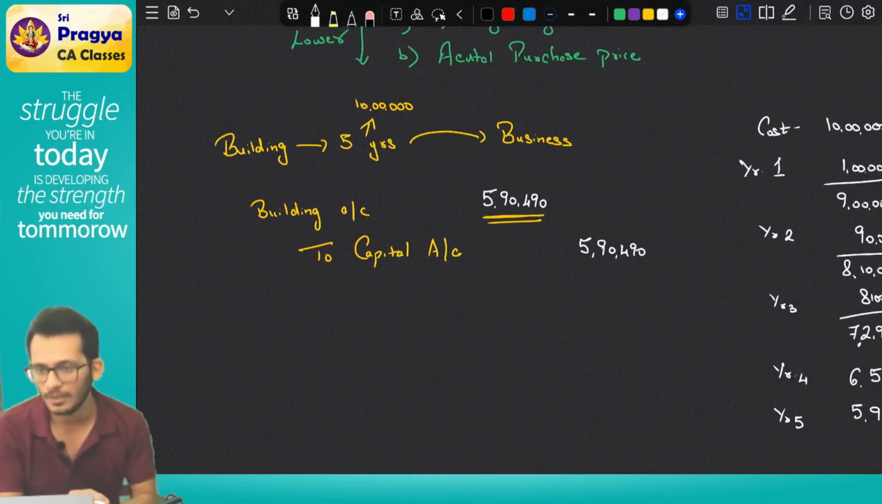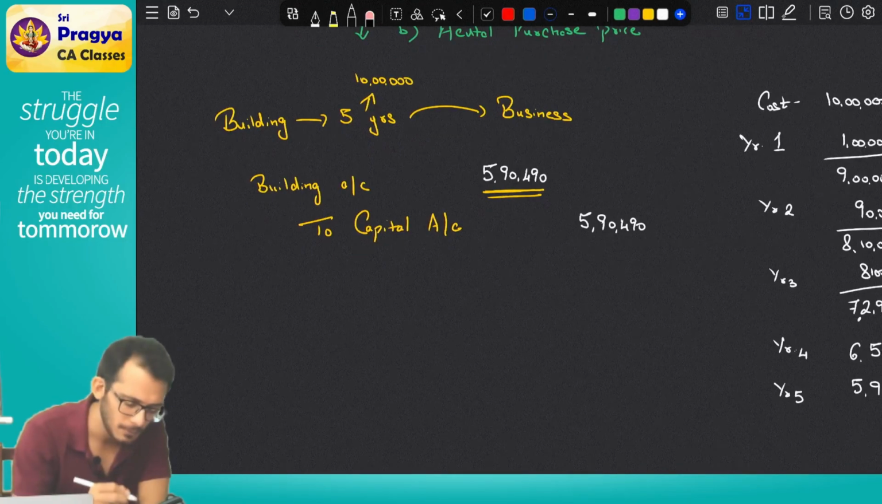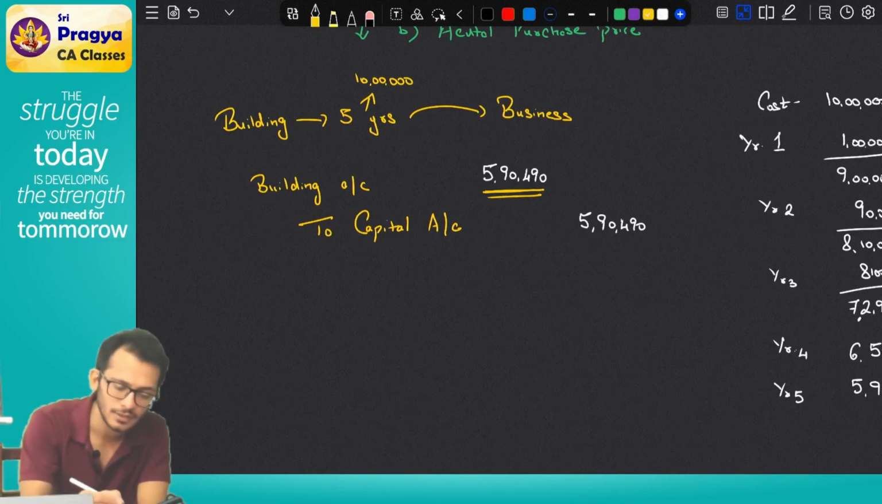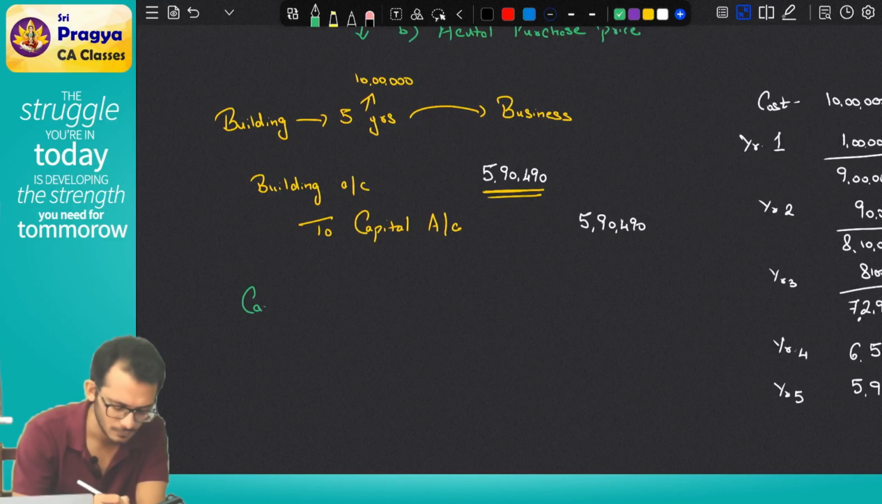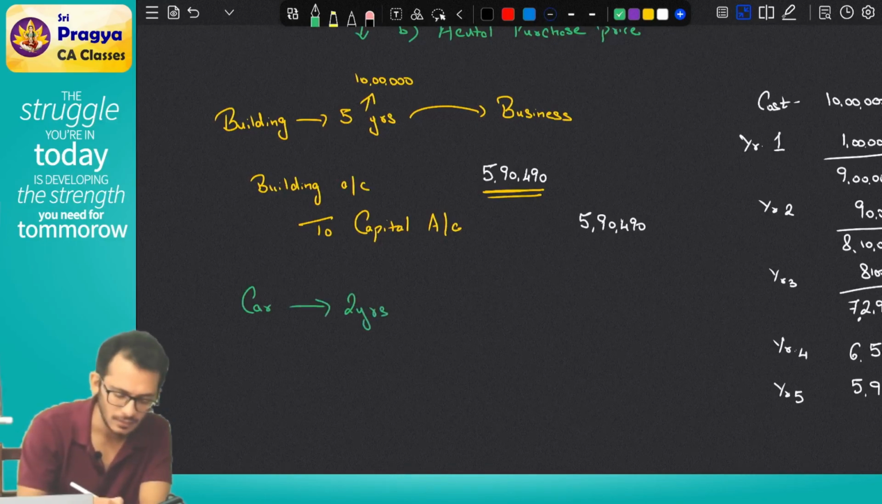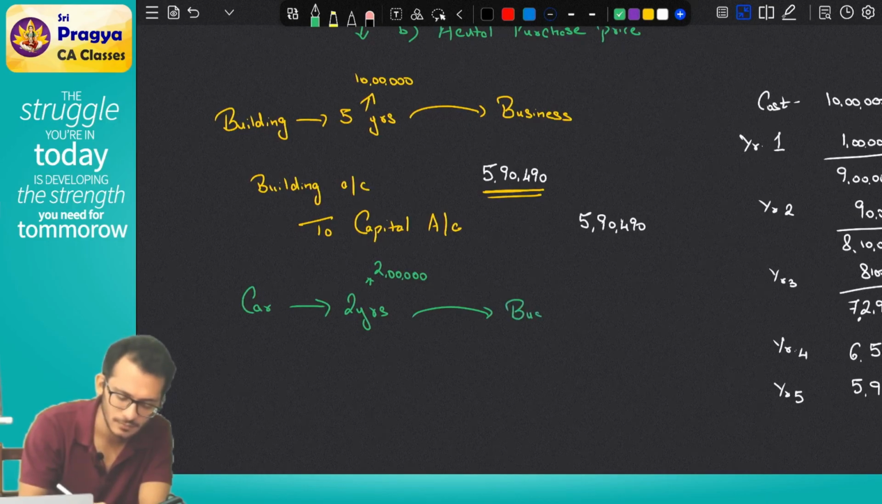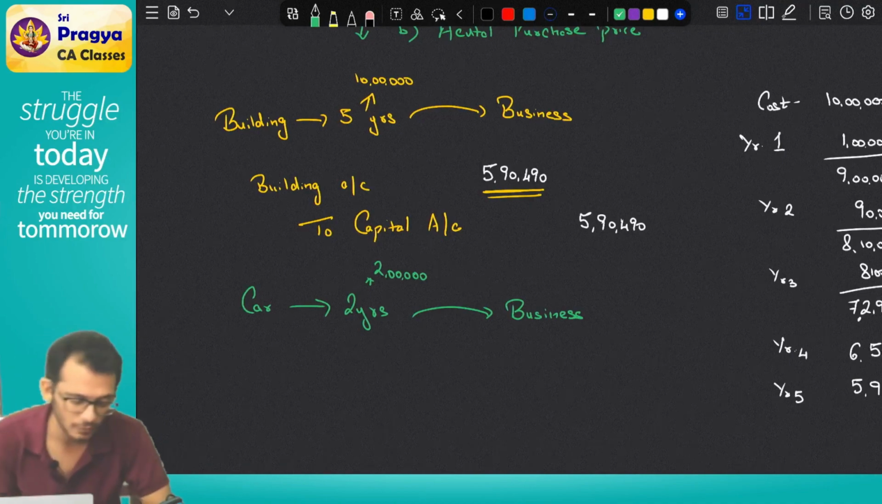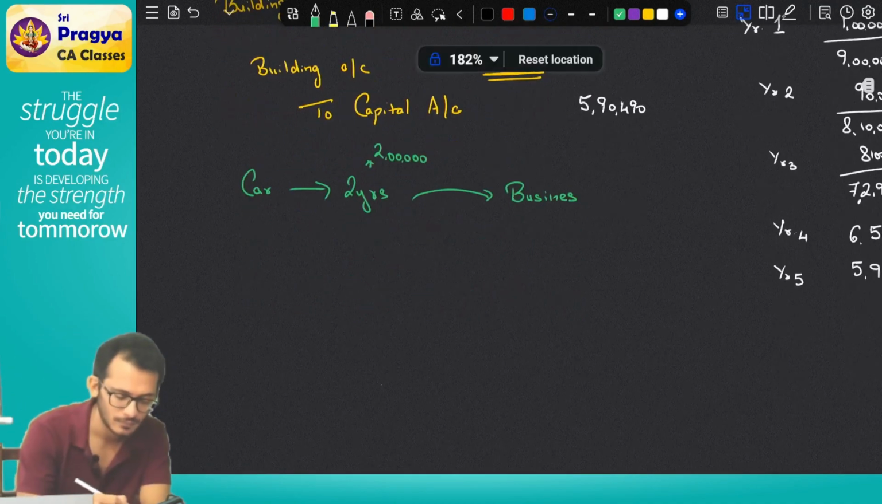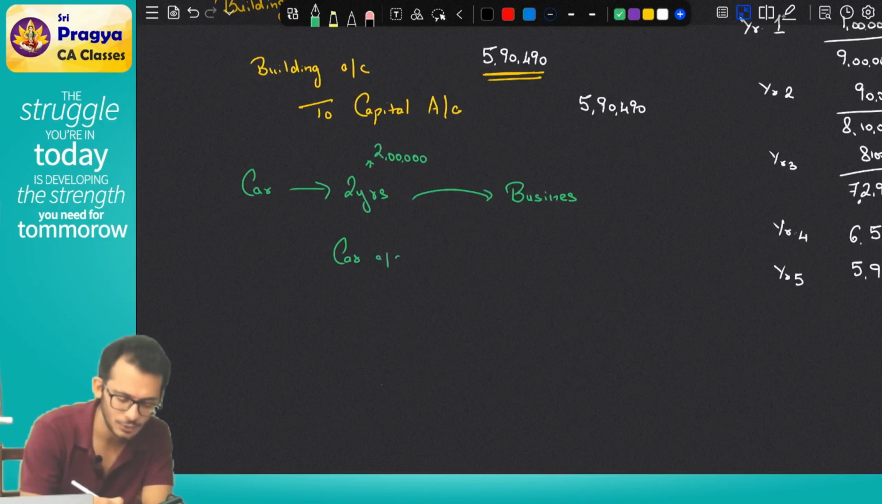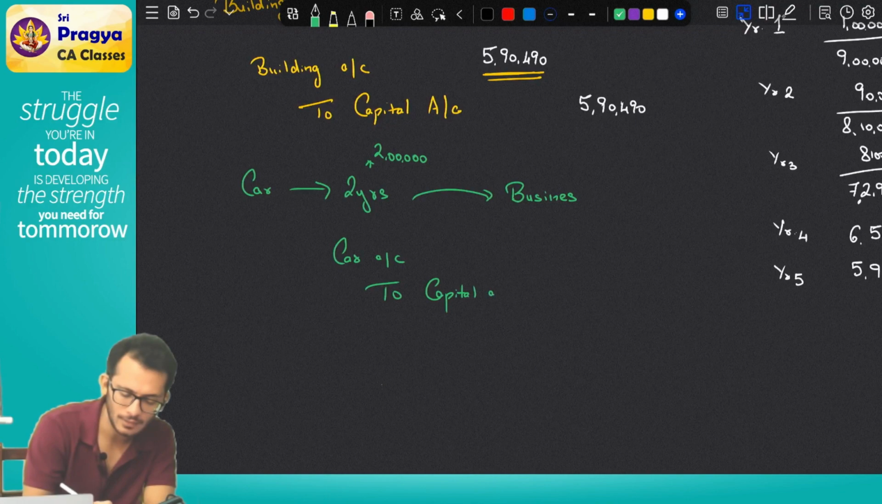Now I'm going to change the example. I actually bought a car 2 years back for a price of 2 lakhs. 2 years later, I have planned to transfer it to business. Now, what is the entry which you will pass? You will pass an entry called car account debit to capital account.